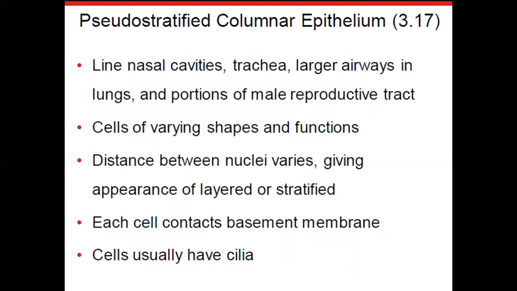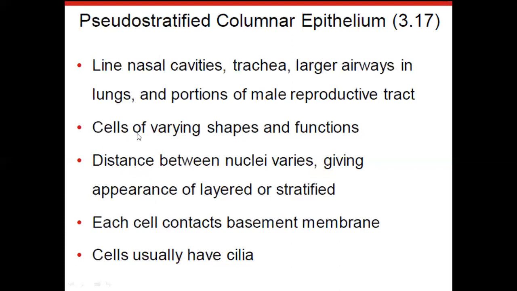There's a layer of cells called pseudostratified. Pseudo means kind of fake, so it looks like it's a stratified layer of epithelium, but it's really only one cell layer thick. It is columnar cells. These line nasal cavities, the trachea, which is your windpipe, and larger airways in the lungs. We'll talk about bronchi and bronchioles later. In some portions of the male reproductive tract, you can find pseudostratified columnar epithelium.